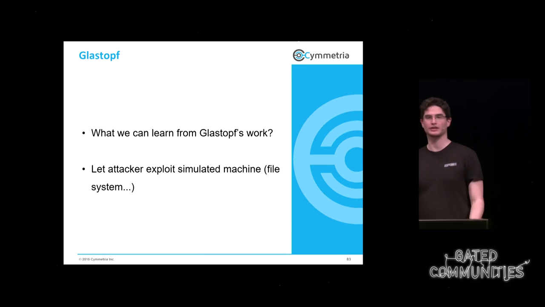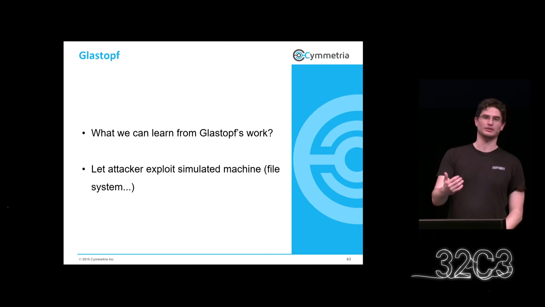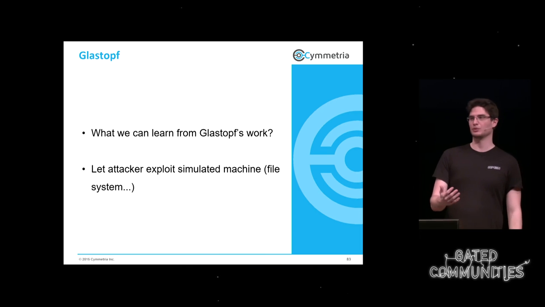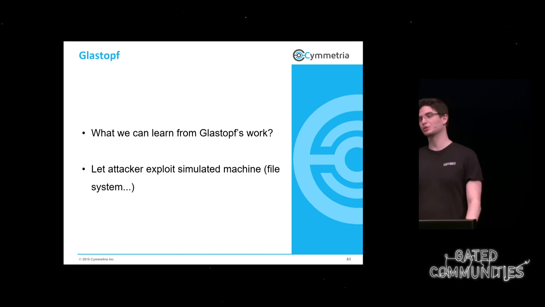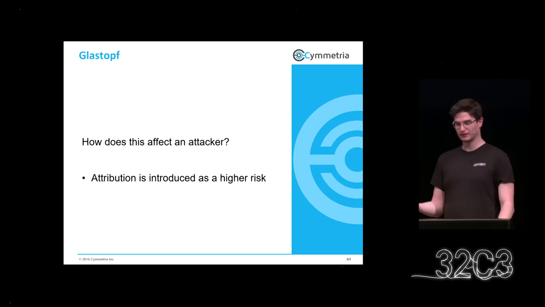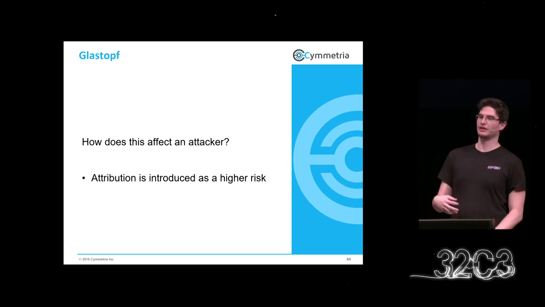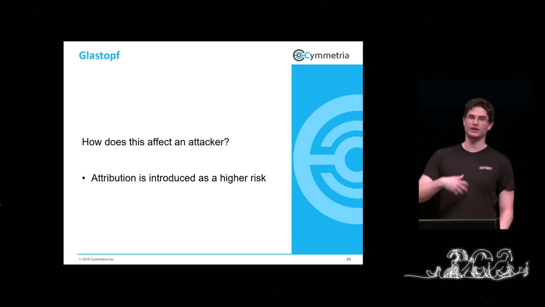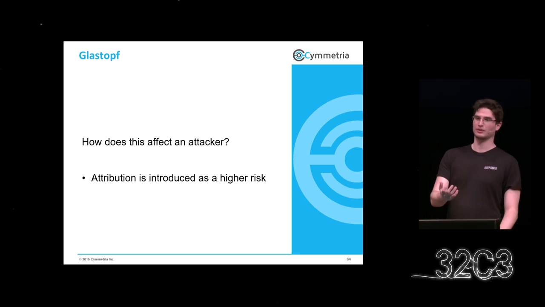What can we learn from Glassstuff fork is that Glassstuff is the first one that lets you actually load the file system for that machine. So it's not only giving you network type services to deceive the attacker, also the actual machine's content, right? And for an attacker, this risks you in attribution, right? Because you have an online connection against that machine and you're putting in stuff into the file system which you are interested in. So for example, Defender could put different types of files and see which files are being taken and where they are taken to.